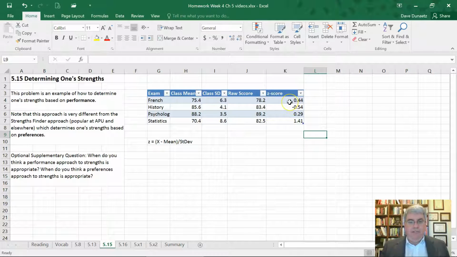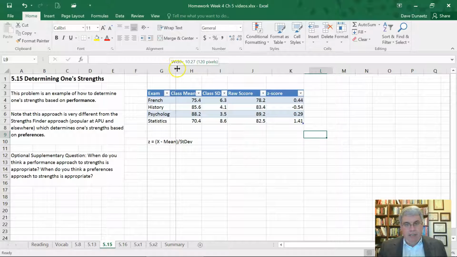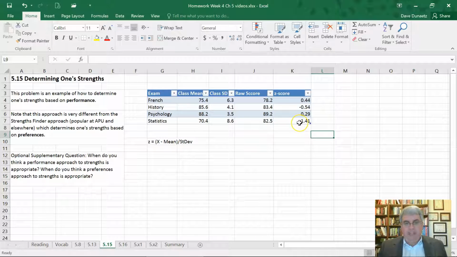She was above average in French by 0.44. History, even though she got in the 80s, it was well below average with a z of minus 0.4. Psychology was slightly above average. Let's make this so we can read it. And in statistics, she was way above average, even though that was only her third best score. She was 1.41 standard deviations above.